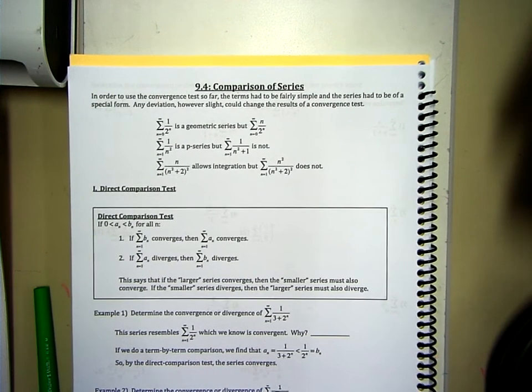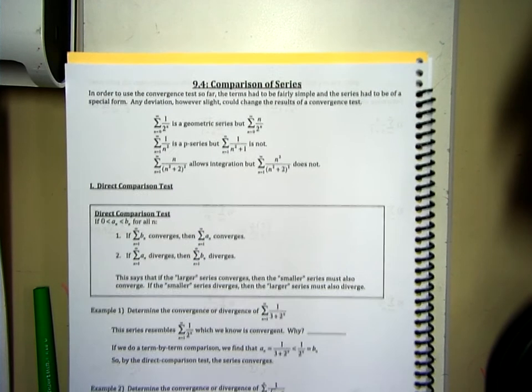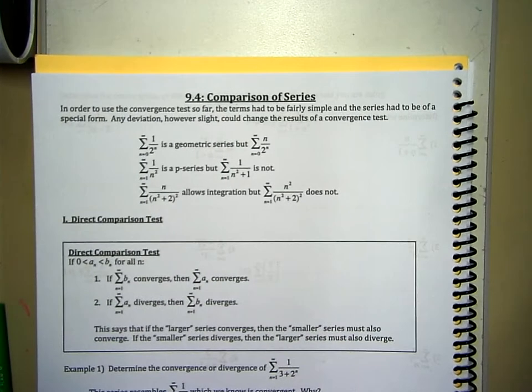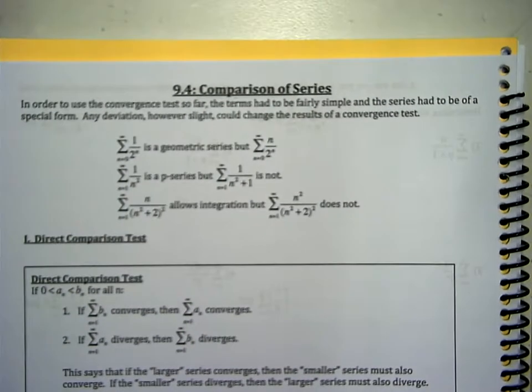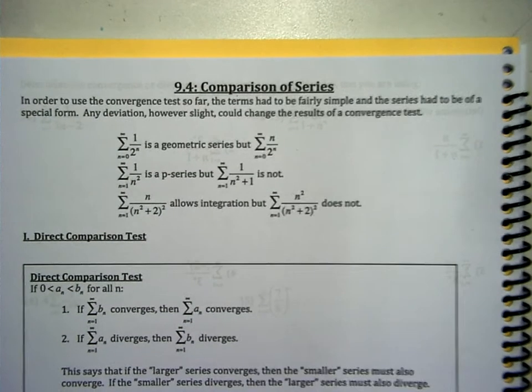Okay. The next test that we're going to be looking at to determine if a series converges or diverges is called a direct comparison test. And basically it is when you compare a series to another series that you already know information about.